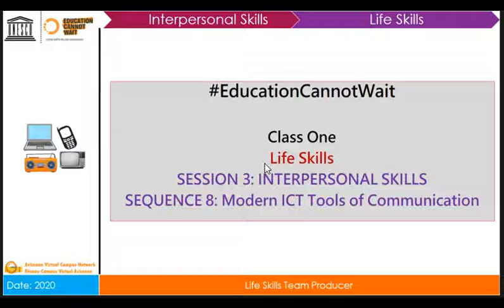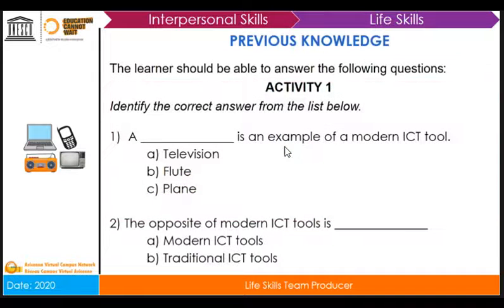In this sequence, we shall be talking about modern ICT tools used in communication. Modern ICT tools of communication. Relax and enjoy the sequence.